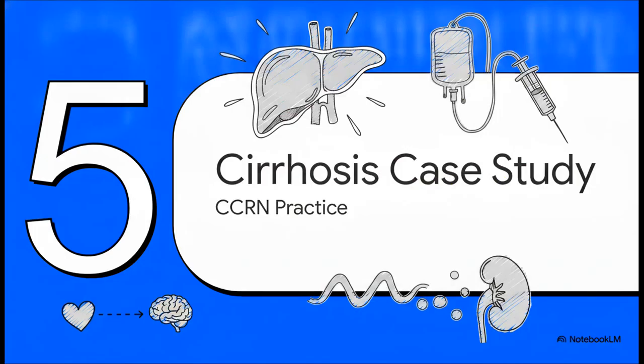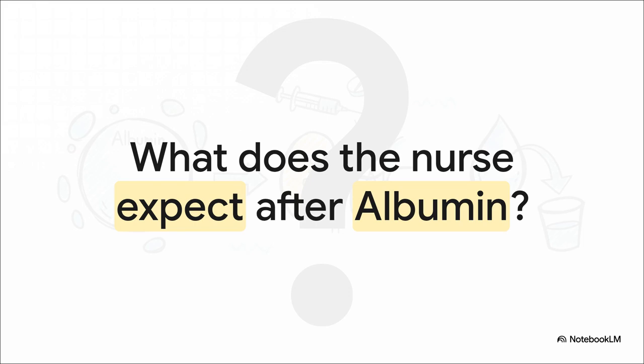Section 5. Cirrhosis practice case study. CCRN practice. Okay, let's put everything we've talked about to the ultimate test with a classic clinical scenario. Imagine this question. A patient with cirrhosis receives albumin and furosemide. The nurse expects A. Albumin causes diuresis. B. Lasix increases oncotic pressure. C. Albumin improves intravascular refill before diuresis. Or D. Both decrease preload immediately.